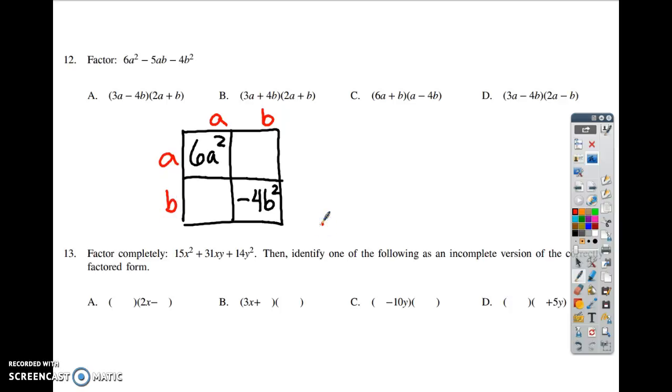Okay, so you don't have to worry too much about the letters. If you notice, all the answers have a, b, a, b. So you don't have to worry about that. We do have to worry about the numbers. So we still do the same thing. You need to find factors of 6 times 4, which is 24. So factors of 24 that will give you a sum or a difference of 5.